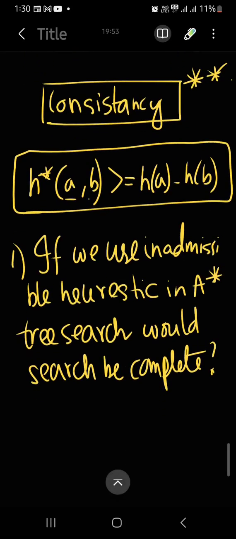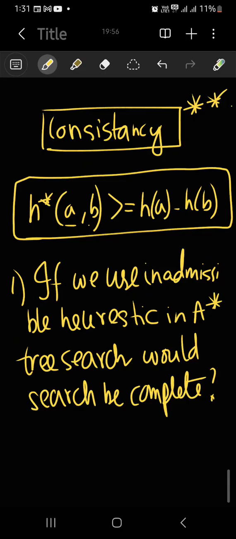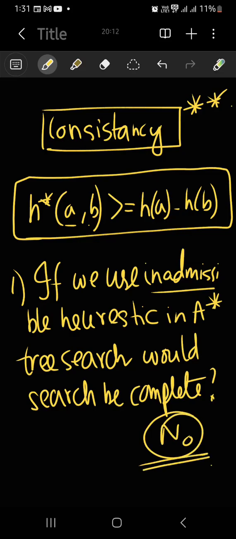If it is inadmissible, that means it is not following the admissibility rules, that means it's not following that the estimated cost is less than the actual cost. Then will the search be complete? No, brother, no. That can't be complete. We have already studied in the lectures that it can't be complete if the estimated cost is greater than the actual cost. Okay, so the answer is no.